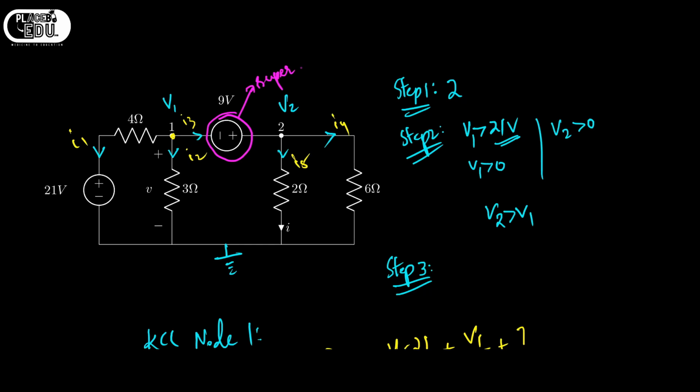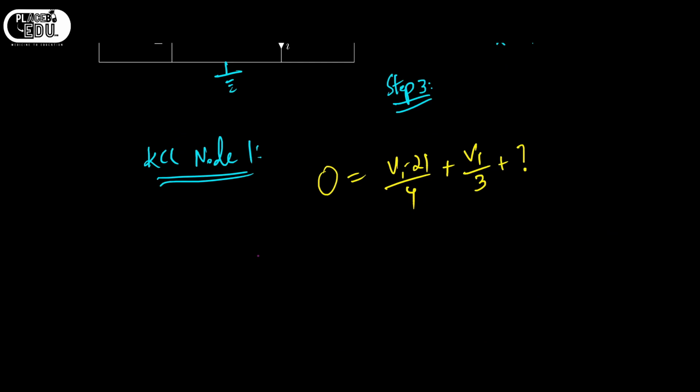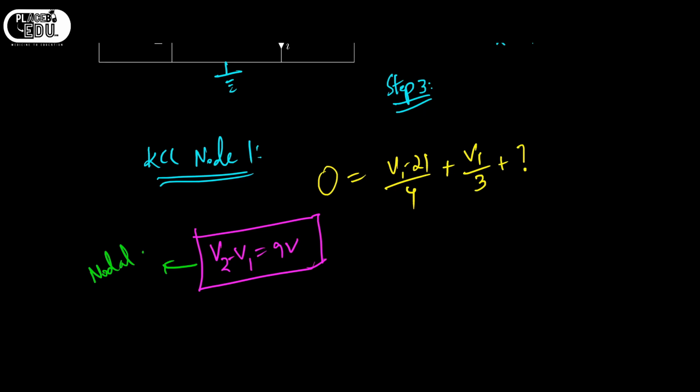So whenever there is a supernode, we can't directly apply nodal analysis. So what will be the improvised step here? The improvised step will be V2 minus V1 equals 9 volts. This is the step which you have to consider. So whenever there is a supernode, we will directly get a nodal equation. This is one nodal equation. So we will get another nodal equation from the circuit.